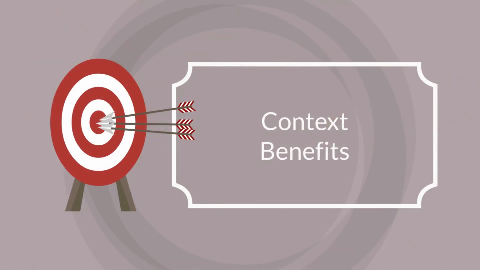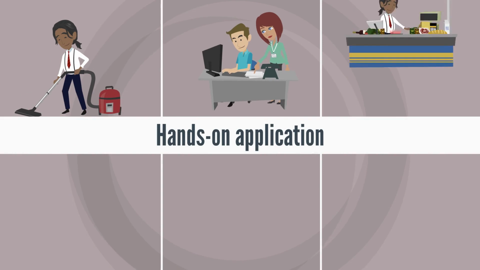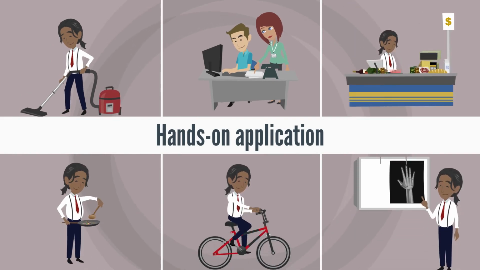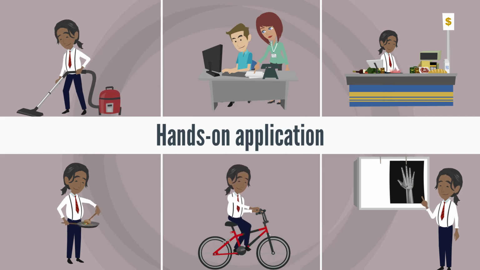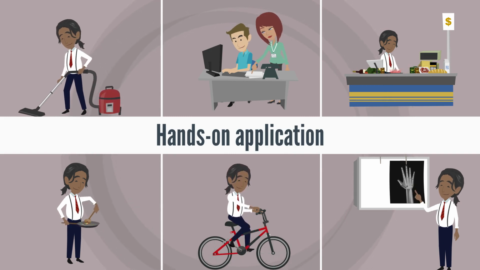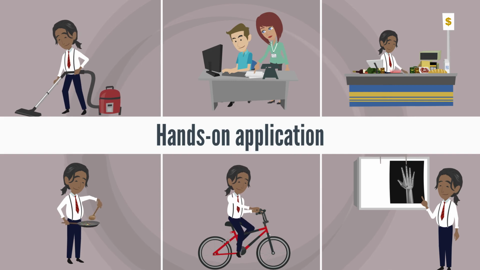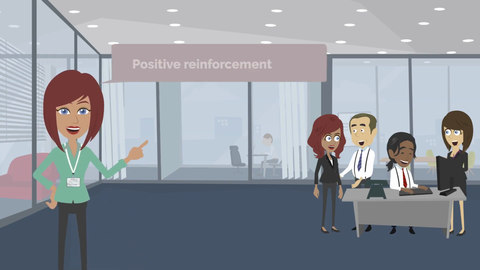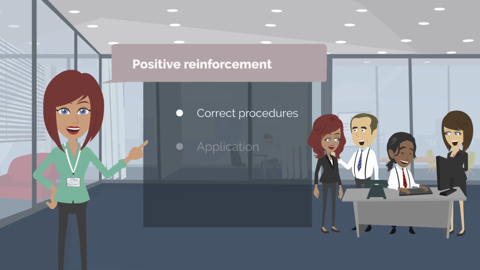Reiterating context and the benefits to the individual should occur throughout the training session. It is generally accepted that people learn best via hands-on application. So, provide as much hands-on practice as possible while learning at their own pace. Humans, young or old, tend to learn best when positive reinforcement is used. Be sure to acknowledge correct procedures and application of new skills learnt when they occur.